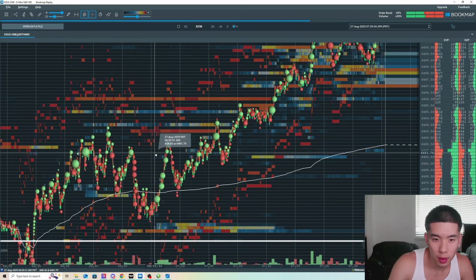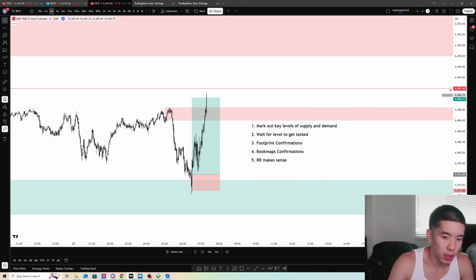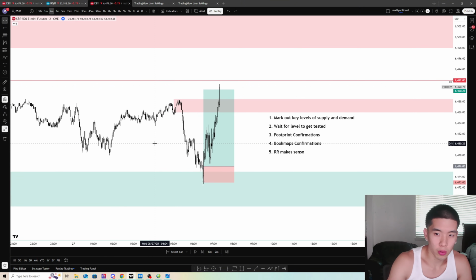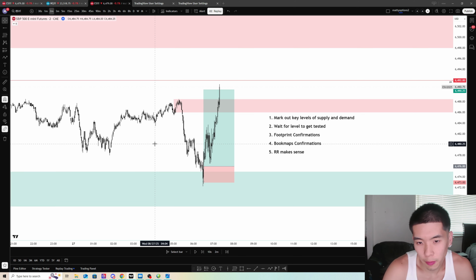So that is basically how I trade every single day. I just mark out levels, I wait for them to get tested, and then I use footprints, bookmap to confirm the trade. And when I enter the trade, I make sure that where I'm placing my stop loss gives me a tight stop. So like a 3-point stop. Sometimes I have a 2-point stop, right?